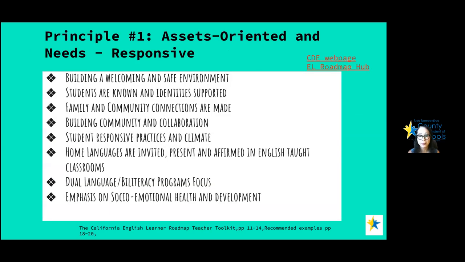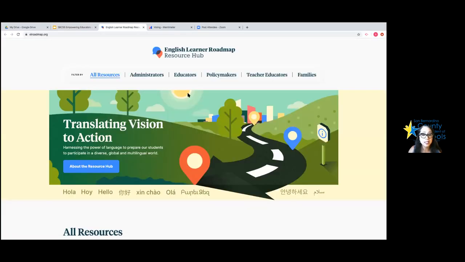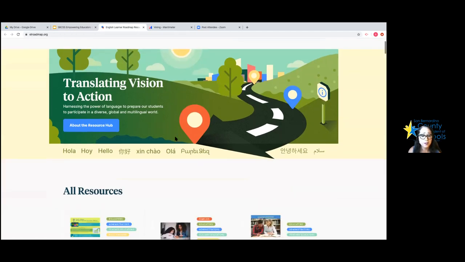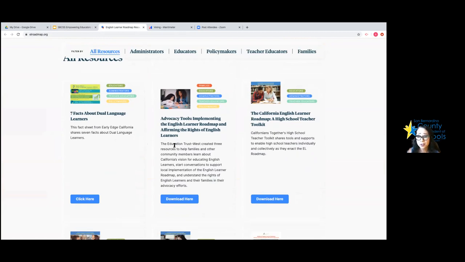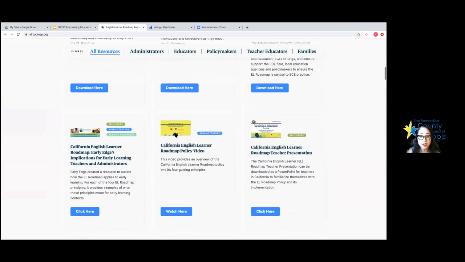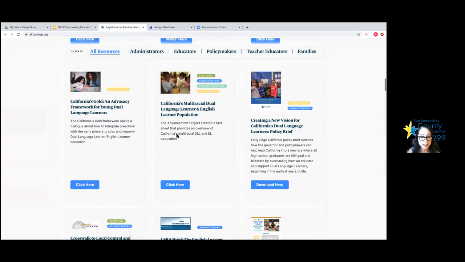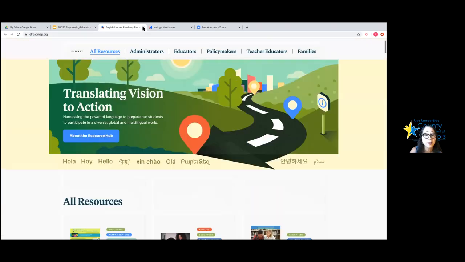This is a summary of principle number one. A lot of the words that you shared are embedded in these important points under principle one. Notice also that we gave you a live link to the CDE webpage where you can find more descriptions of each principle. And this is an EL Roadmap hub where, if you click on it, this is what you're going to see. There are resources for all our stakeholders here. If you scroll down, you have a plethora of resources, whether it's the facts about the English Learner Roadmap, or a trifold card or a video, they're all in here. So you can browse through there and share them if you would like as well and learn more about it.